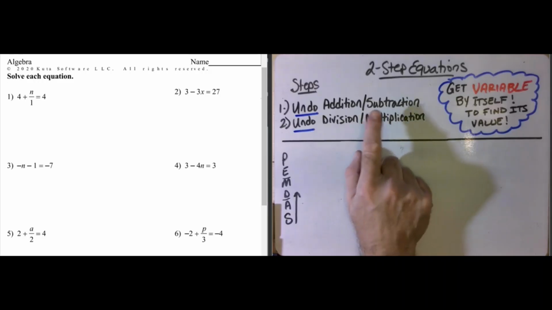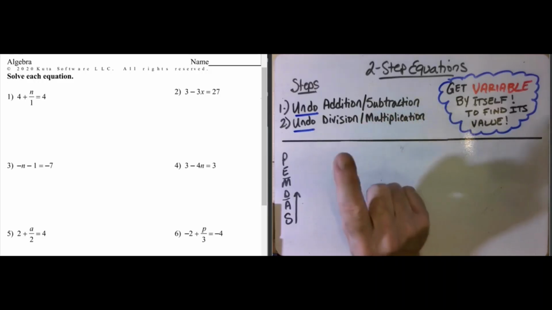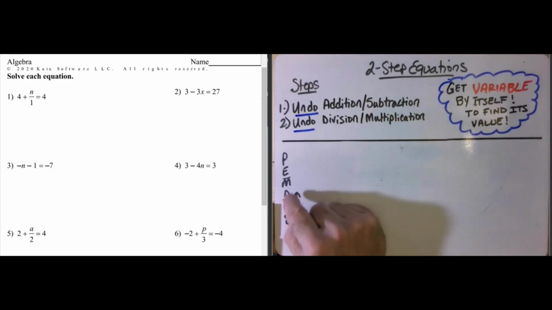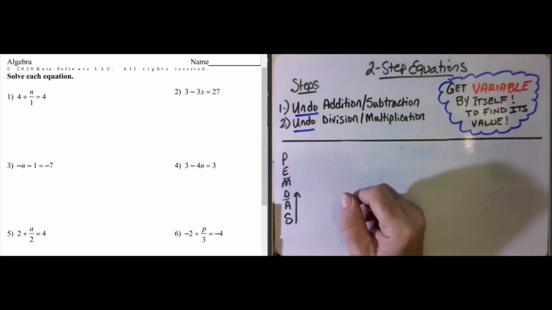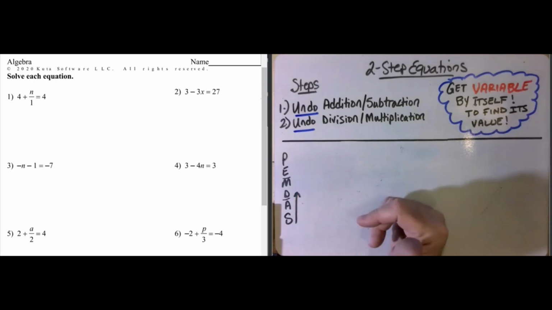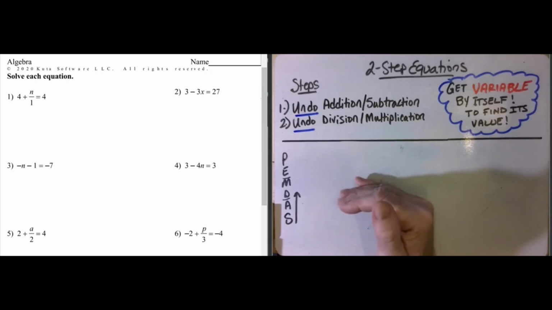Now you may say, why are we doing addition and subtraction first? Because in PEMDAS, it told us that we wanted to do multiplication and division before addition and subtraction, correct? Well, that's because we were simplifying expressions. What we're doing now is trying to find the unknown value in an equation, and we're going to do that by undoing the operations.